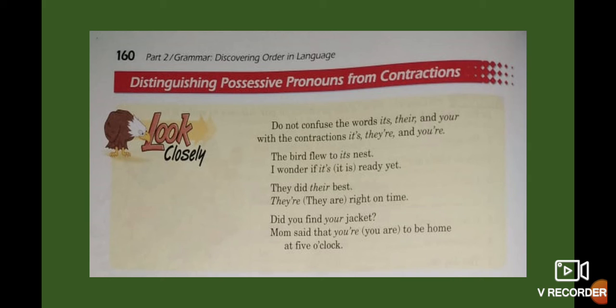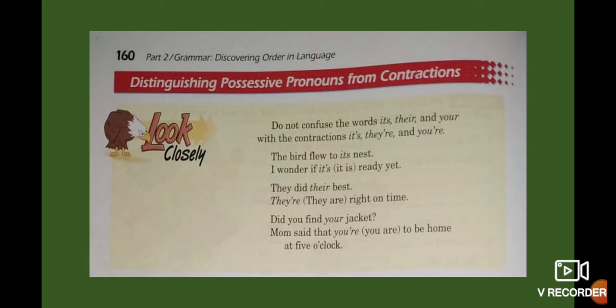I wonder if it's ready yet. This one is the contracted form of it is. Okay. Next example, they did their best. Ellos hicieron su mejor esfuerzo. Okay. They're is the contracted form of they are, as in they're right on time.